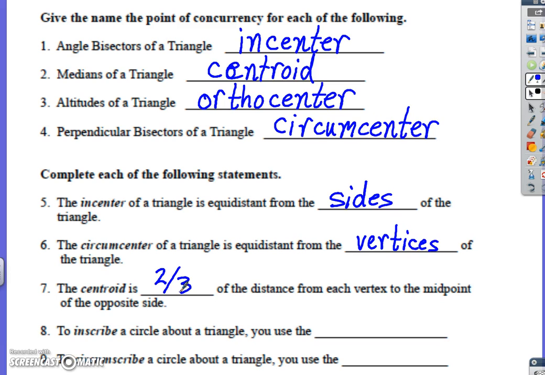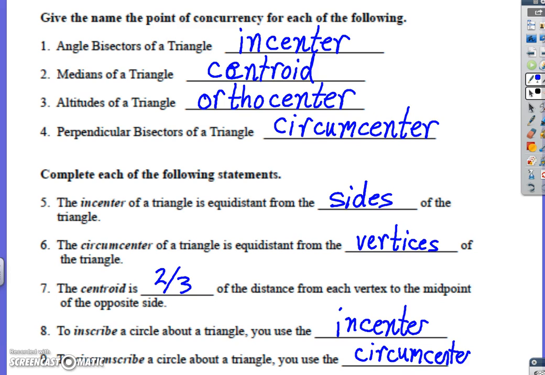Now the next one, to inscribe a circle about a triangle, to put a circle inside of a triangle, what are we going to use? We're going to use the incenter. To circumscribe a circle about a triangle, so we want to go around a triangle, we're going to use the circumcenter. So you're starting to see the value of these things when we look at them. We can start to see the purpose of each one of these.